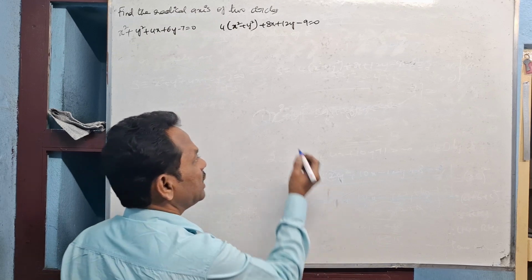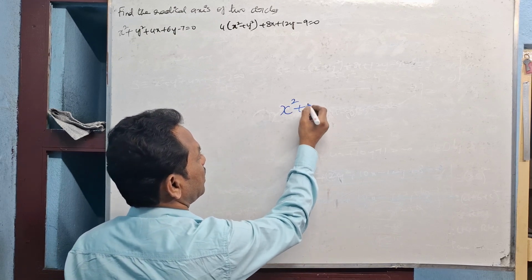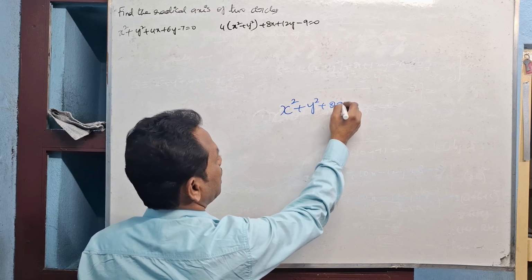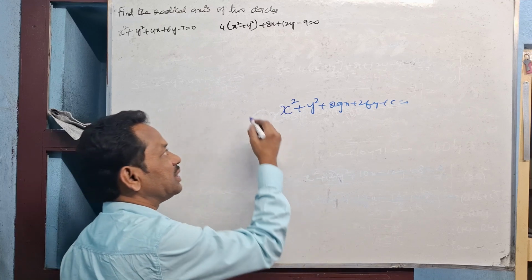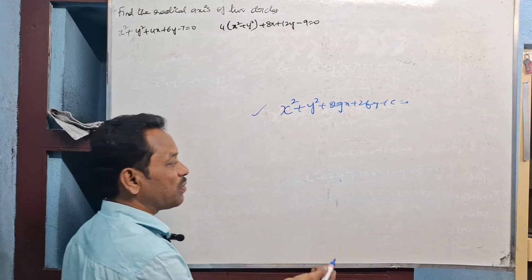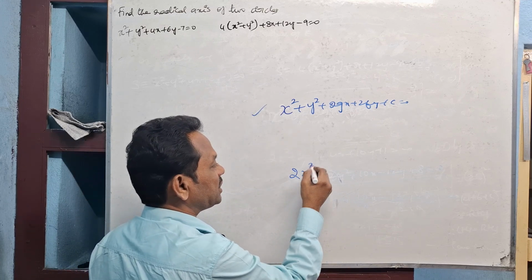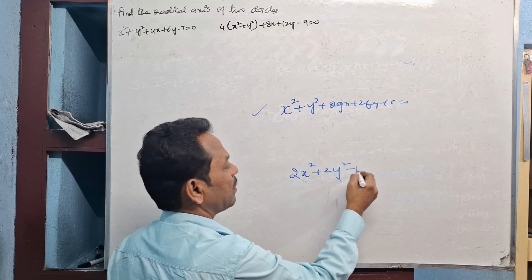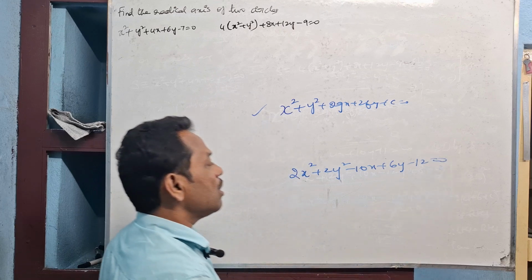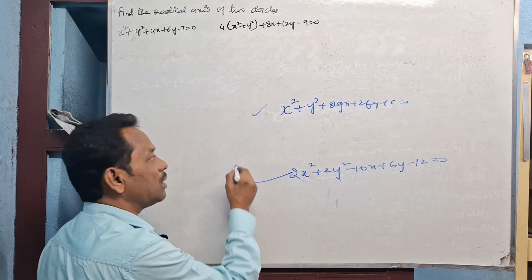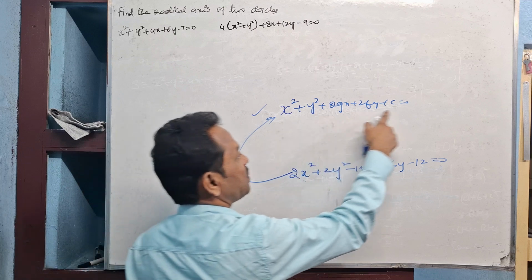Children, we know that the general form of a circle is x square plus y square plus 2gx plus 2fy plus c equal to 0. So this is the general form of a circle. Now suppose in the question it is given that the equation of the circle is like this. Okay, now the given equation should be converted to this form.